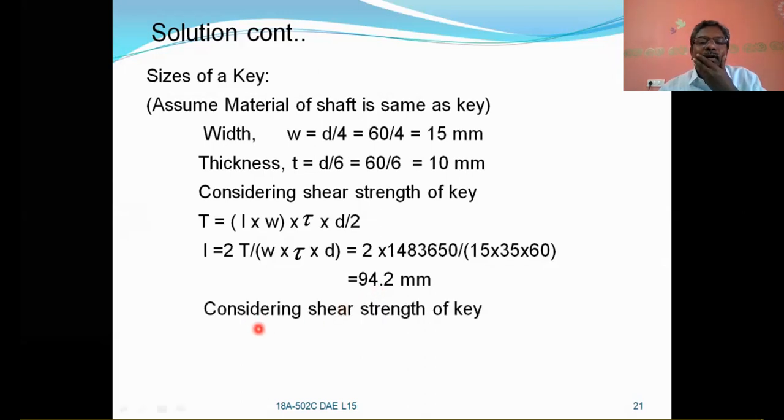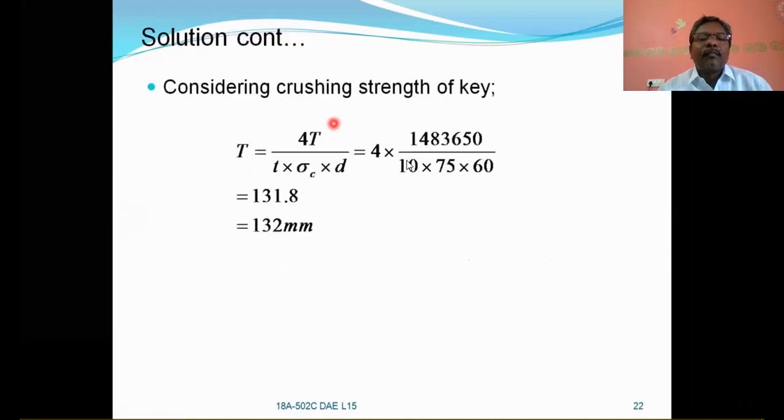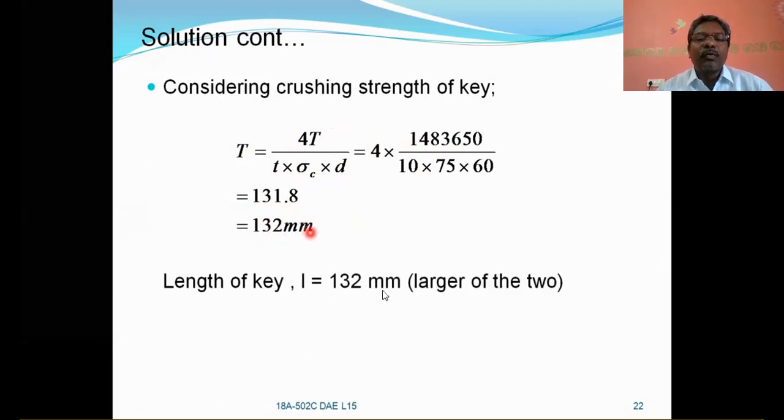Now, considering the crushing strength of the key, where small t is the thickness of the key, T is equal to L into t by 2 into sigma c into D by 2, so L is equal to 4T by t into sigma c into D. After substitution of all the values, we get L equal to 131.8, which is rounded off to 132 mm.